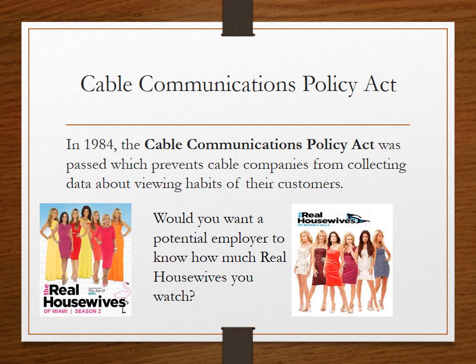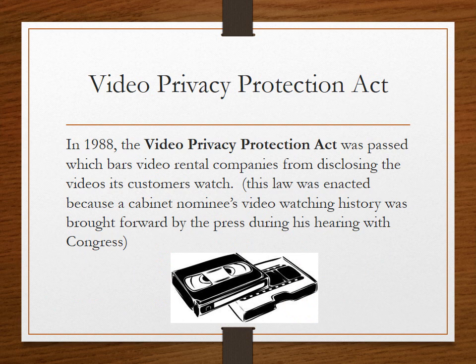There's a thought process. Then we have the Video Privacy Protection Act, and this was passed in 1988, and it bars video rental companies, obviously not really many in business anymore, from disclosing the videos its customers watched. And this law was enacted because a cabinet nominee's video watching history was brought forward by the press during his hearing with Congress, and he, by the way, was not confirmed. So this was done in reaction to that.